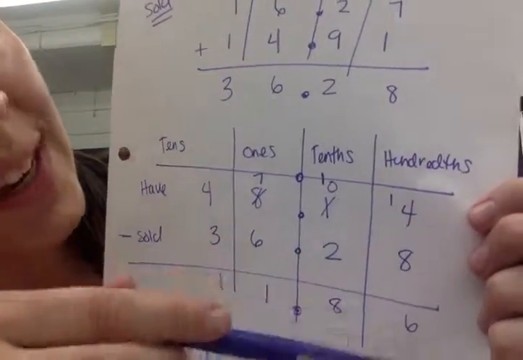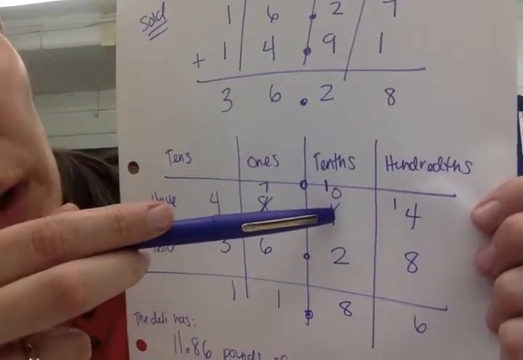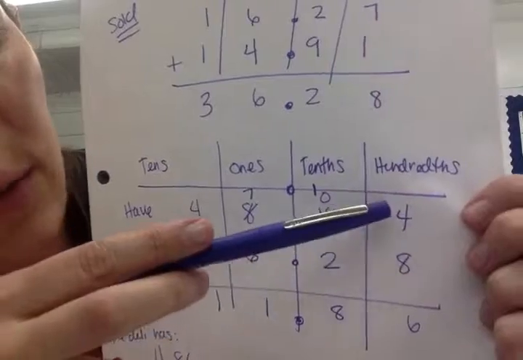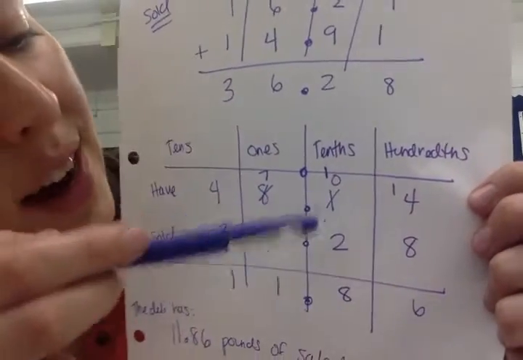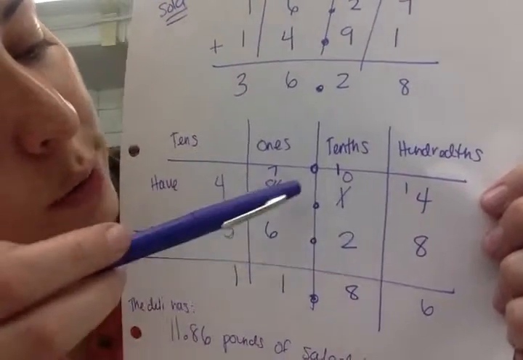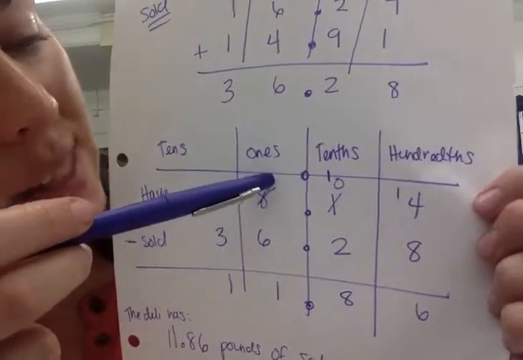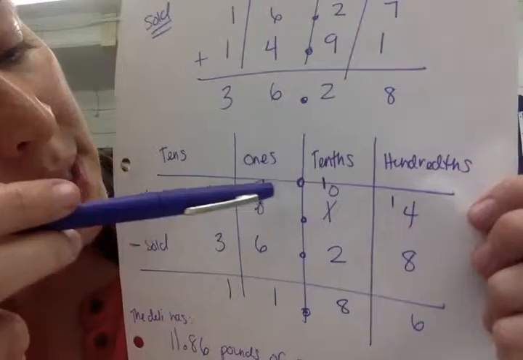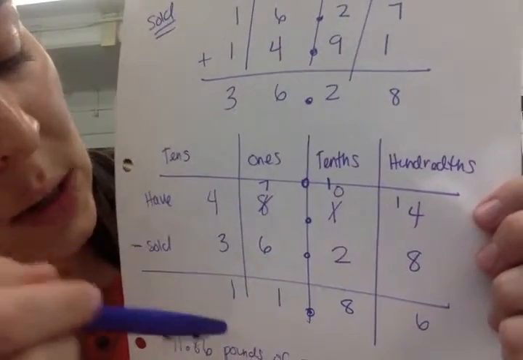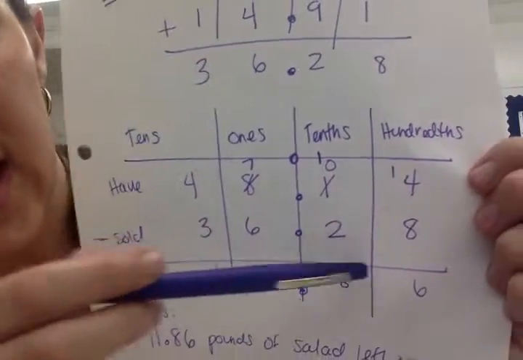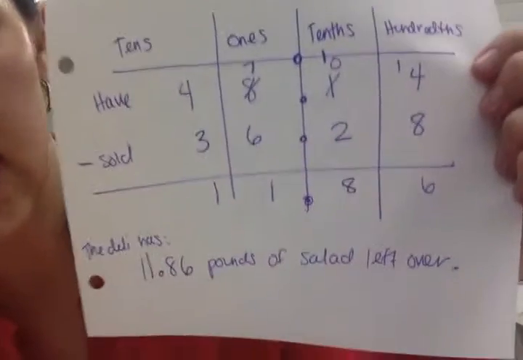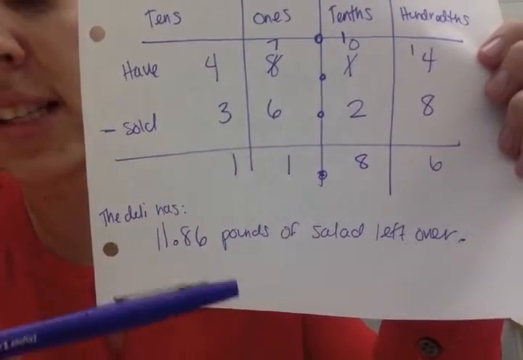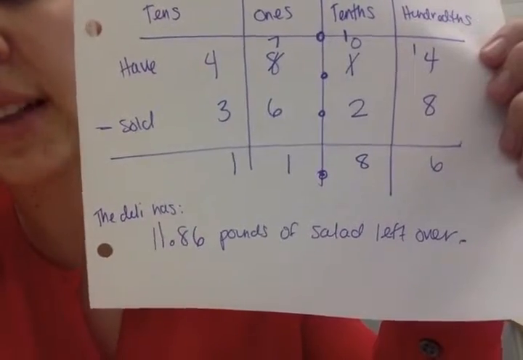I can't do 4 minus 8, so I have to regroup from the ones. This is going to become a 0. It's going to become a 14. 14 minus 8 is 6. Now I can't do 0 minus 2, so I have to regroup again. 8 becomes a 7. 0 becomes a 10. 10 minus 2 is 8. 7 minus 6 is 1. 4 minus 3 is 1. I get 11 and 86 hundredths as my final answer. In a complete sentence, the deli has 11 and 86 hundredths pounds of salad left over.